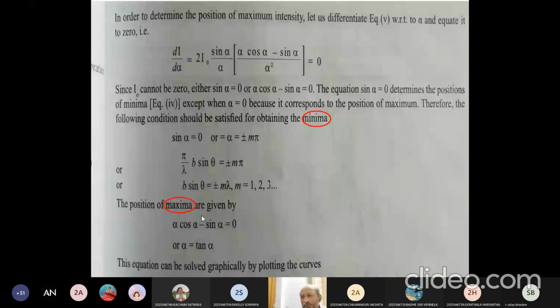What about this one? When the numerator sin alpha is 0, I said alpha cannot be 0. And when sin alpha is equal to 0, then the whole expression can be 0, right? Sir, why did you say that this is the condition for minima and this is the condition for maxima? The only thing is you double differentiate it and check under what condition you'll get a minima and under what condition you get a maxima.